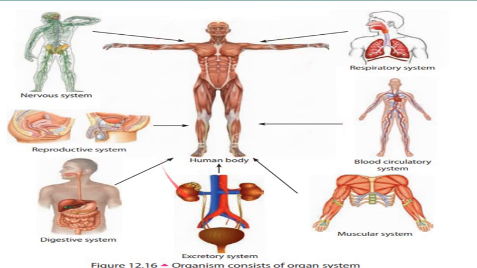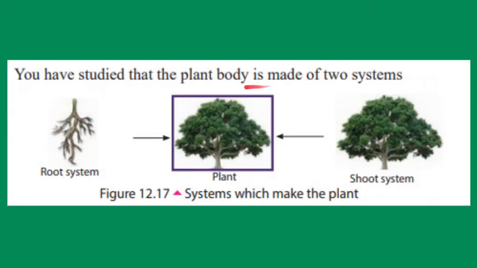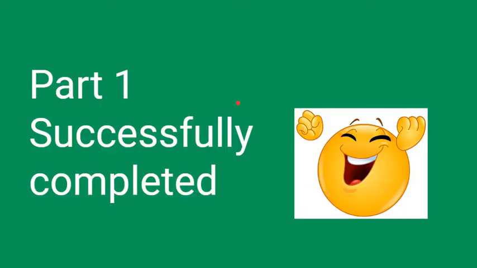This body is what makes an organism. This body is basically the organism. Okay, guys? In the same way, a plant is also no different. The root system combines with the shoot system to form this organism that is called the plant. So now, with this, we have successfully come to the end of our first part.